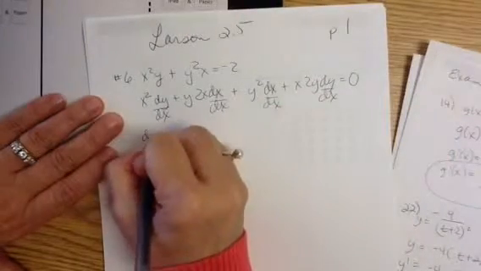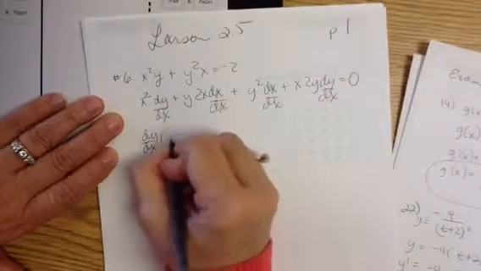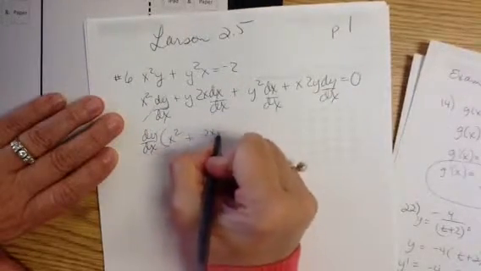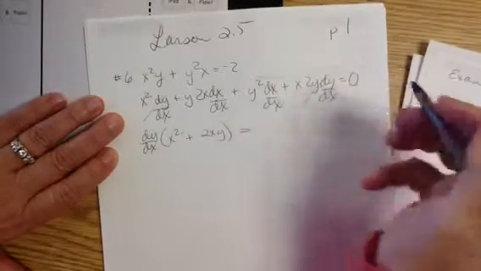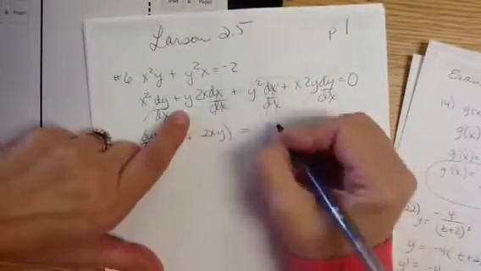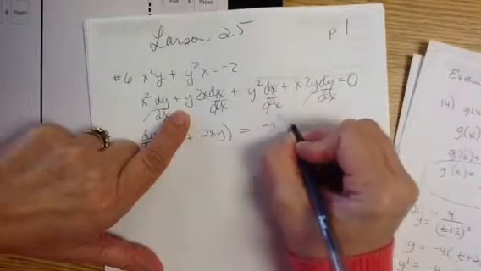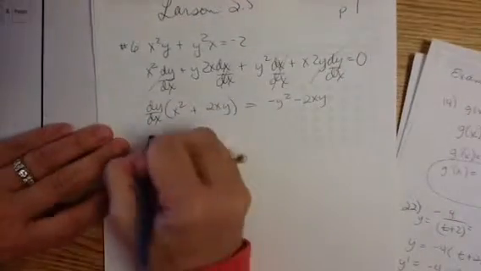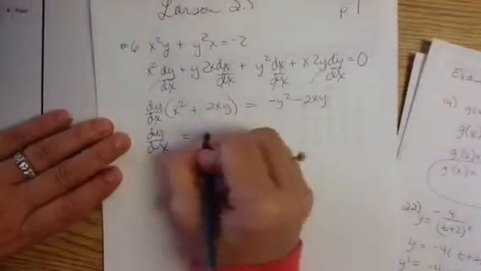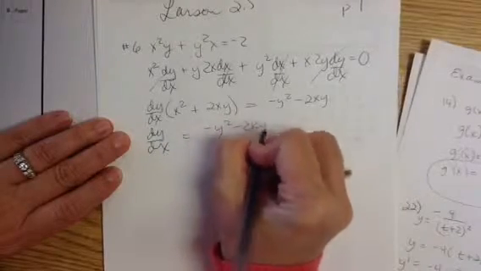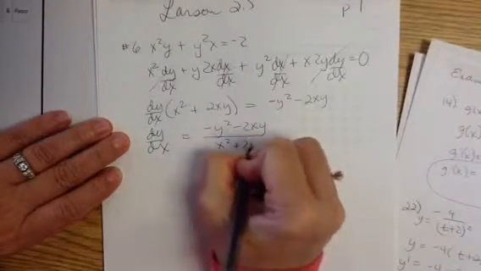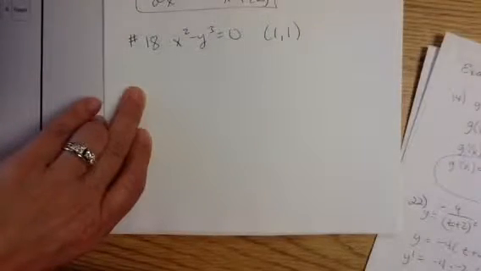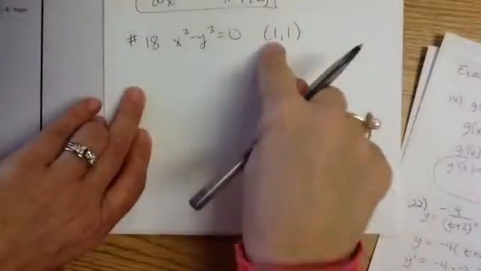And we want to get the dy's together. So I have x squared, takes care of that one, plus 2xy, takes care of that one, and then all these other ones have to go to the other side. Minus y squared minus 2xy. Now I'm going to solve for dy over dx, which is minus y squared, divided by this other factor, and I am now done.